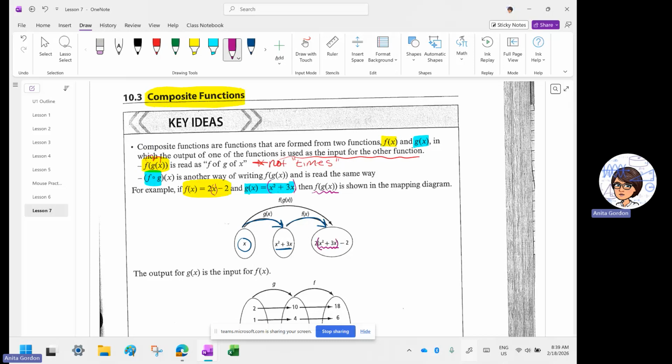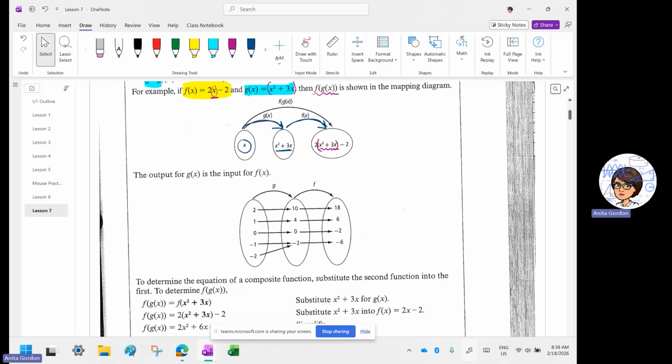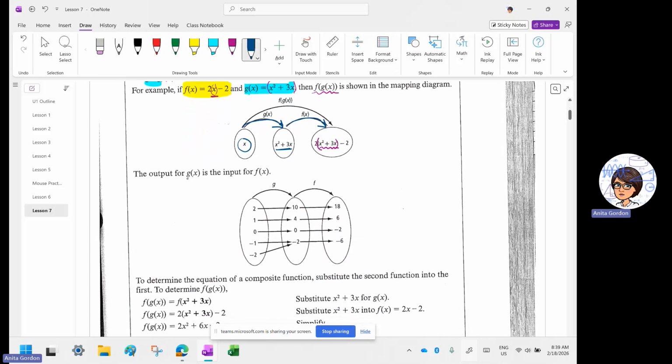So this is where the original x used to be. And then you can distribute and collect like terms and simplify if you want. But this is just the concept that we're working on today. So the output for g becomes the input for f. So we start with x's and we put them into g, and g spits out some y values. So that's our output. But then we're taking these values and we're putting them into f.